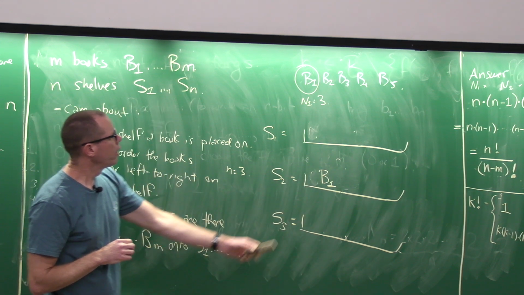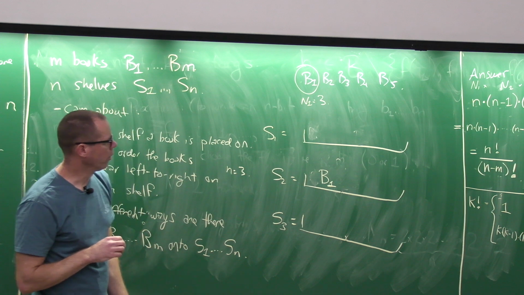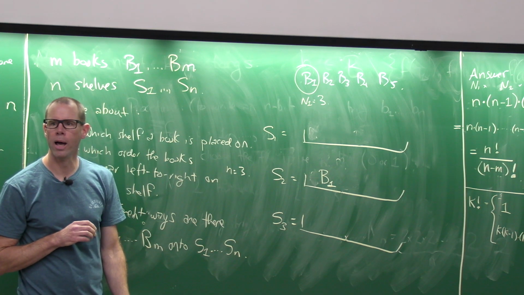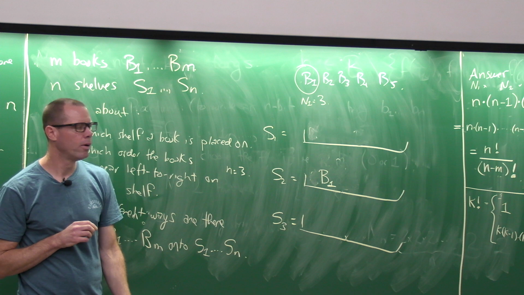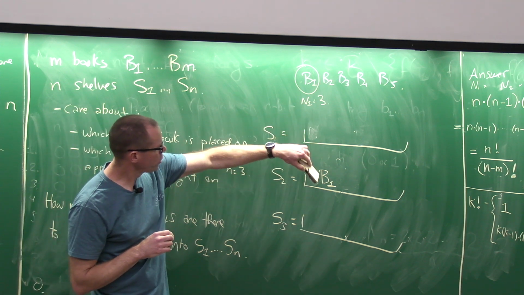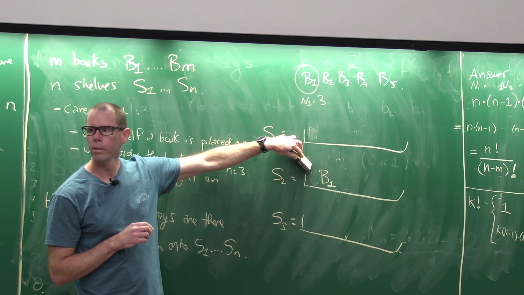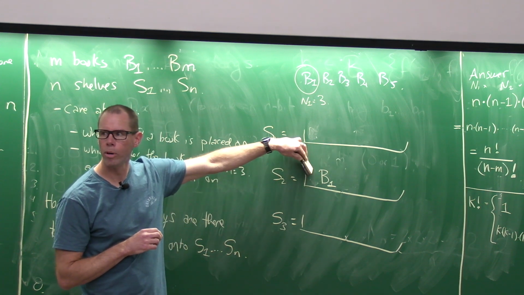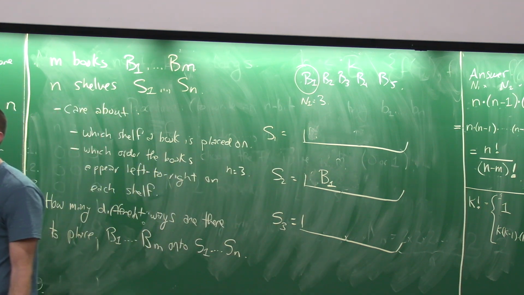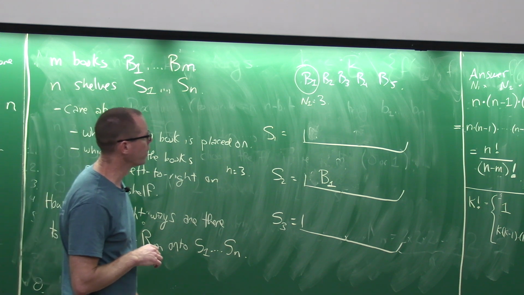Okay. Now, for B2, how many options do I have? Yep. I can put it on shelf 1, shelf 2, or shelf 3, but if I put it on shelf 2, I have 2 options, left or right of book 1. Yep. So that's the idea. Let's just convince ourselves that that's really what happens no matter where the books are placed. So here's the way to describe this.